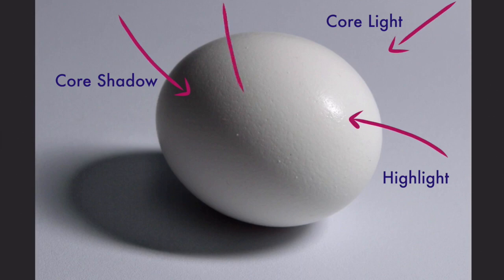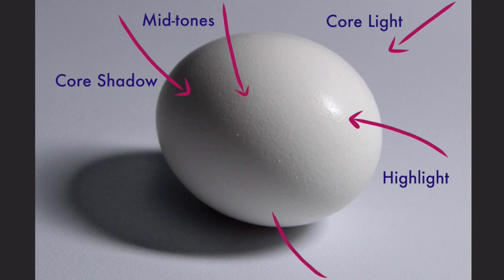Now your midtones happen after the highlight and before it gets to the core shadow. The midtones basically is your value scale. They'll appear brighter whenever it's closer to the highlight, and it starts getting darker as they approach the shadow side.